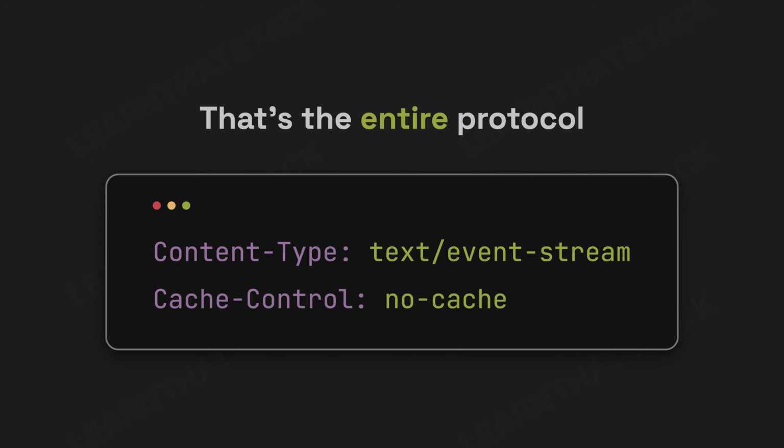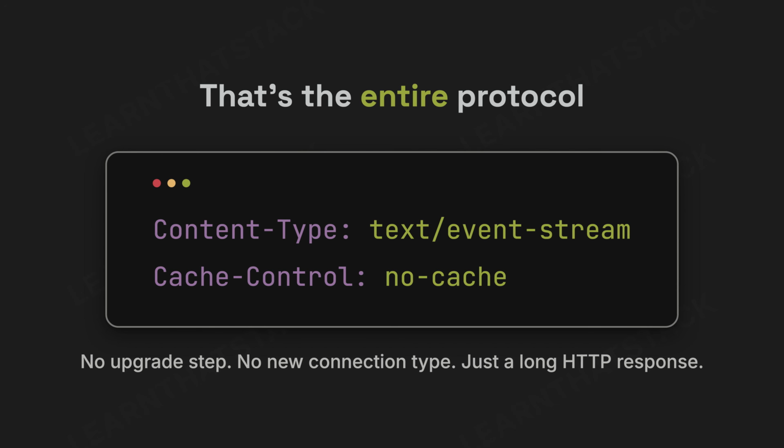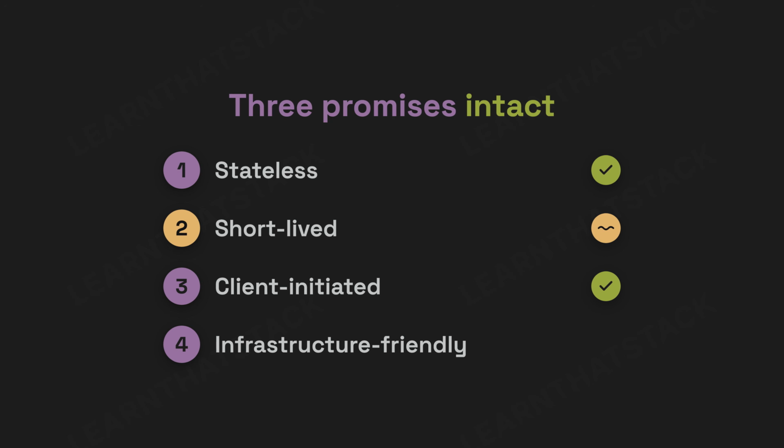That's the entire protocol. No upgrade step, no new connection type. From the infrastructure's perspective, it's a regular HTTP response that happens to be very, very long. And the other 3 promises are intact. The client still initiated the request. The connection still goes through every proxy and firewall that speaks HTTP. The server can be any backend in the fleet. Nothing about SSE requires routing a specific client to a specific server.